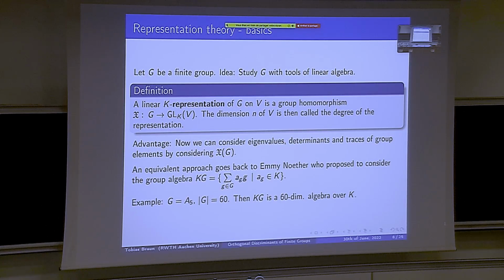And she proposed to just consider the group algebra and modules for this group algebra. And this is equivalent to what we see above here. I'll get to that on the next slide. But just as an example, which we'll use on the next slides as well, take the group A5. This has 60 elements, the alternating group on 5 elements. And then KG is just a 60-dimensional algebra over the base field, because the basis is just the group elements.